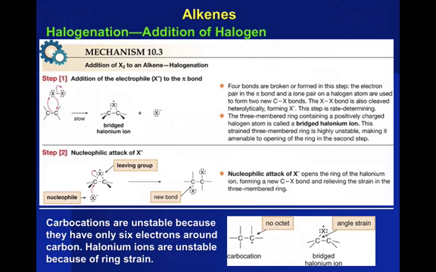And so now the halide that functioned as a leaving group in this first slow step can now function as a nucleophile and attack one of the carbons. In this case, the carbons are equivalent, so it doesn't matter which one it attacks. But this is kind of like what? What other reaction does this kind of look like? It looks like an SN2.